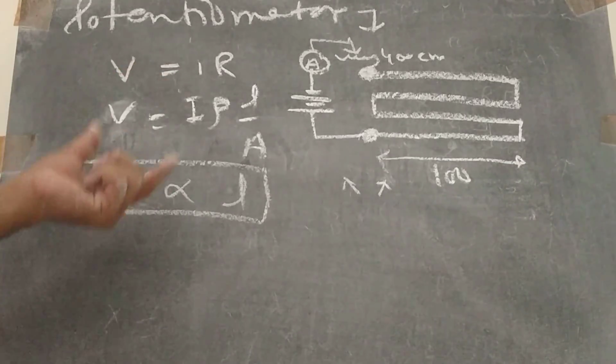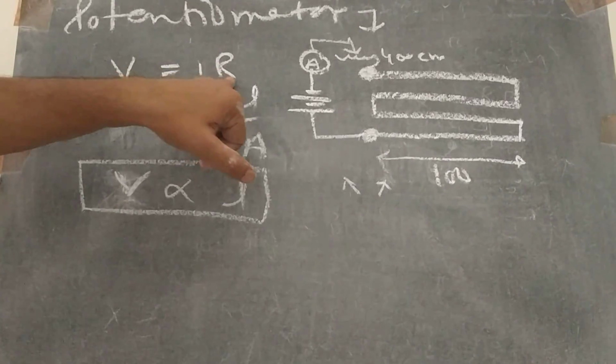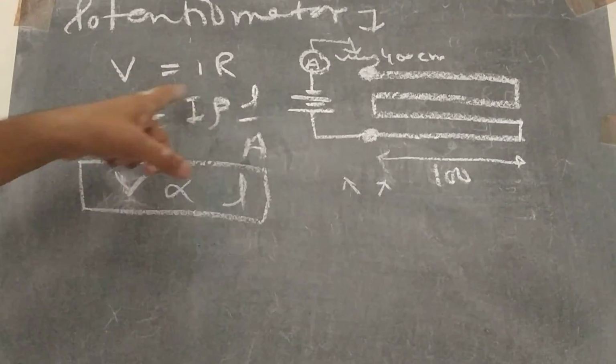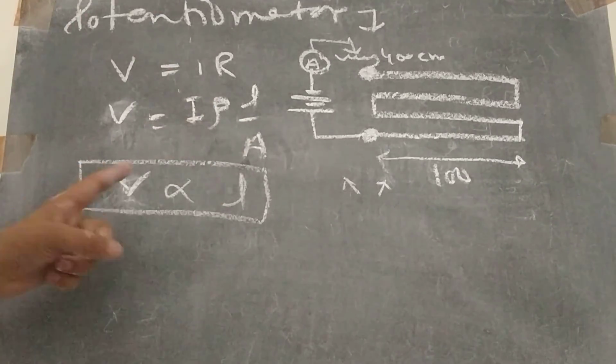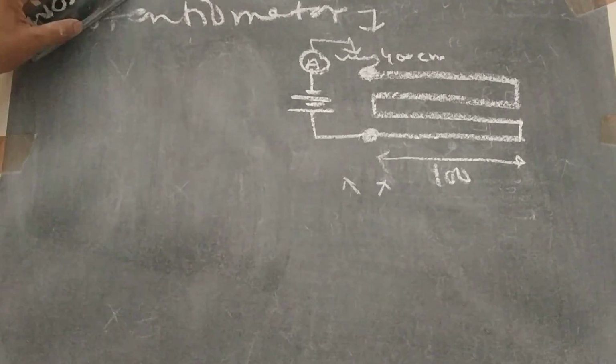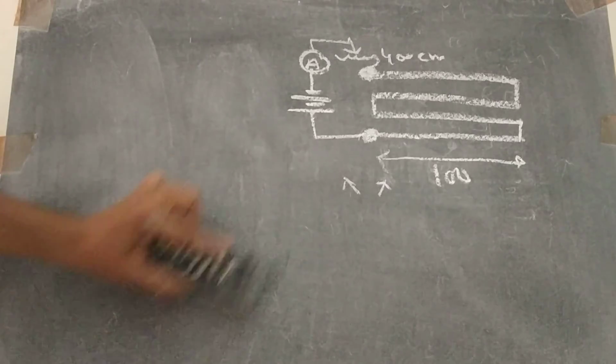It is from Ohm's law that V equals IR, resistance is rho times L by A. Then if all these factors remain the same, then V is proportional to L. So there are two important applications of this potentiometer.